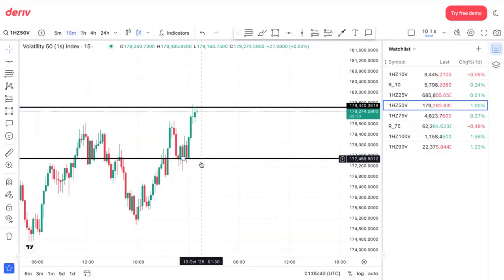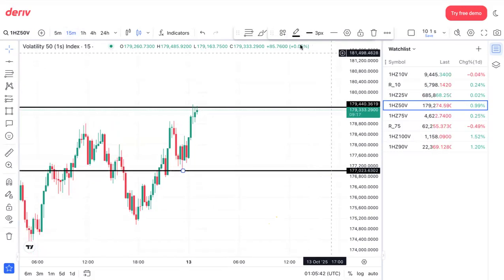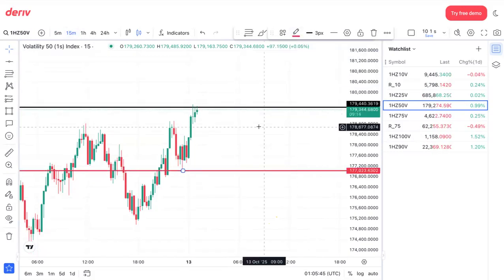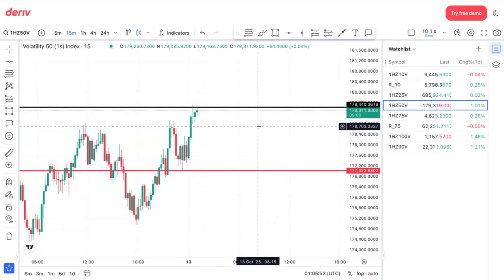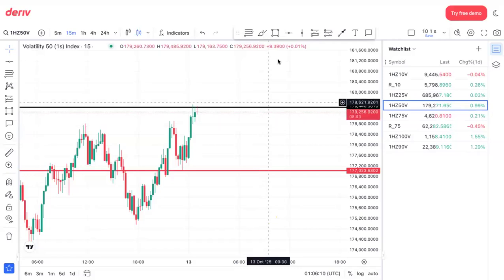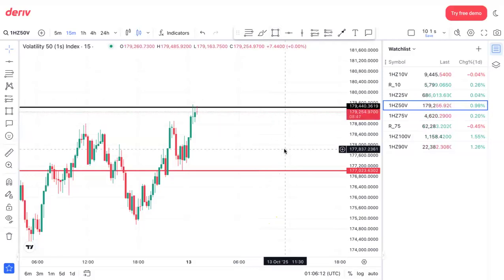All right. So my stop loss is going to be underneath this wick right here. Give it some space. All right. 51S for the buy. Stop loss is going to be 177,023.6. Make sure you check your lot size first before you hit buy, guys, because remember, 51S is very volatile as well.